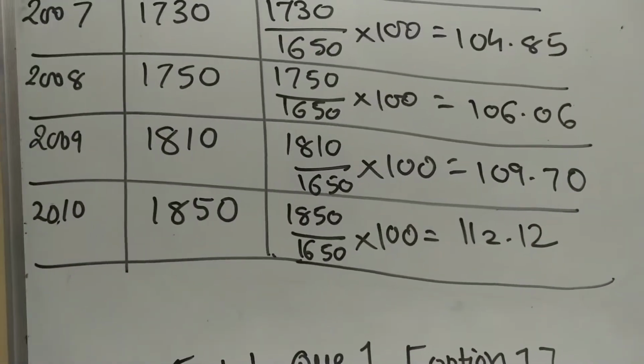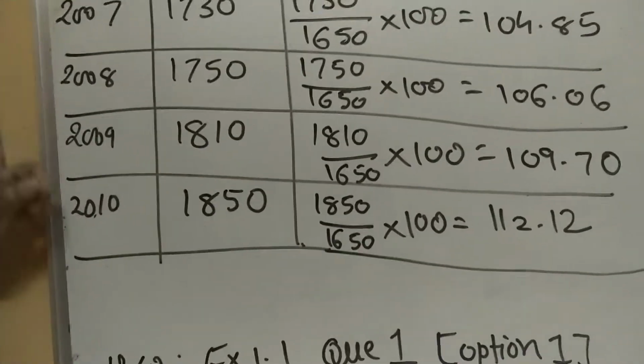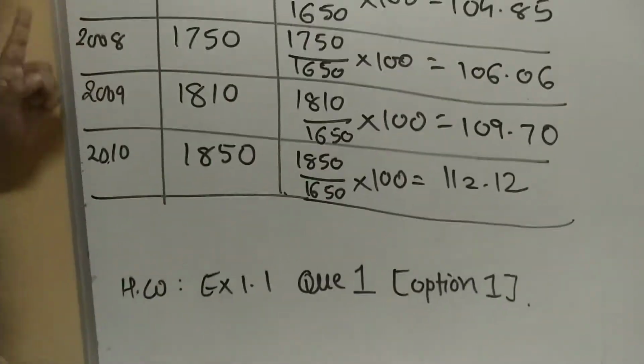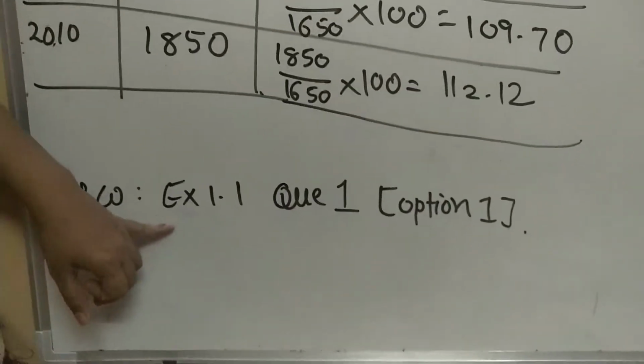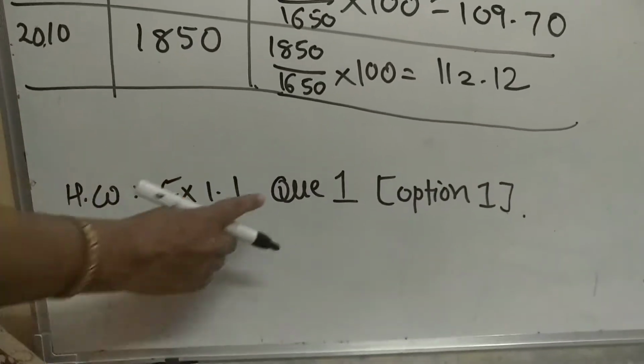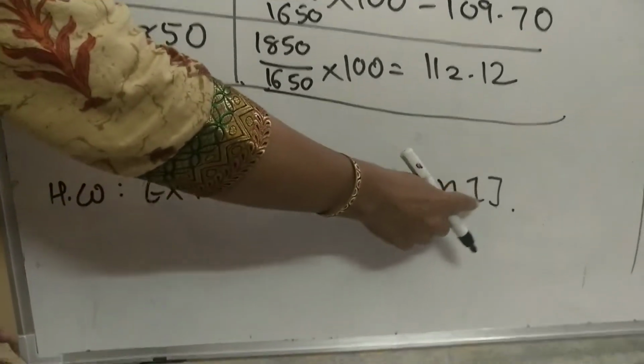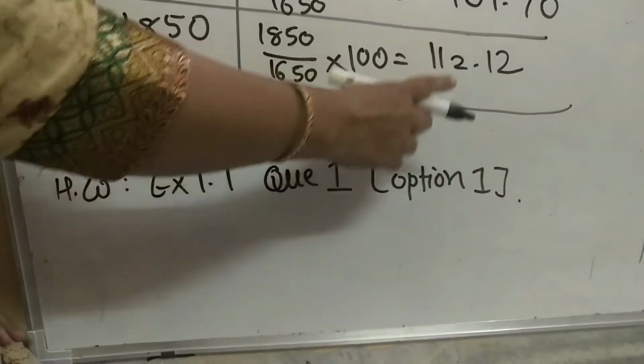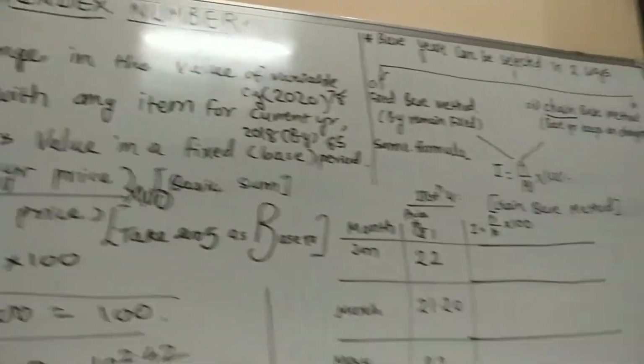112.12. So I hope you have understood. Write down in a separate notebook of statistics. Homework would be exercise 1.1, question number 1, option number 1. Now let's see another sum.